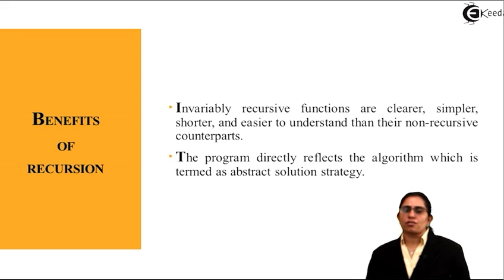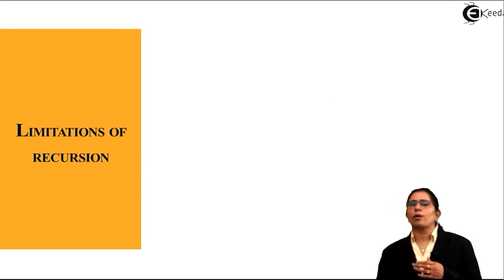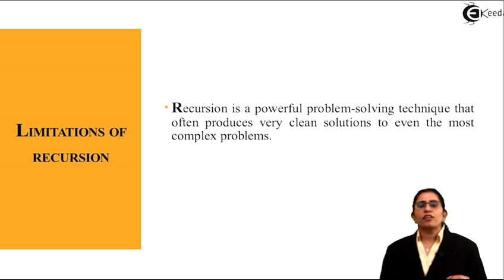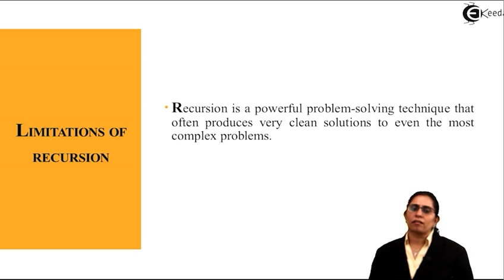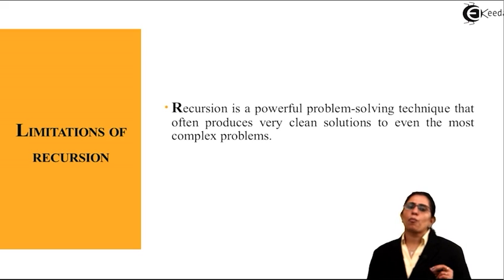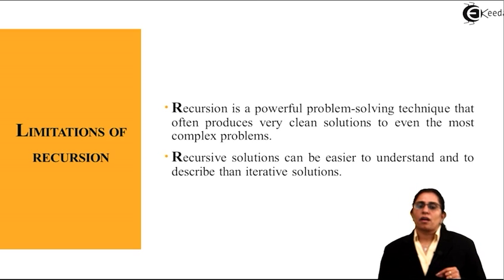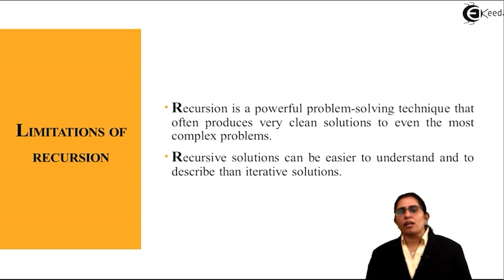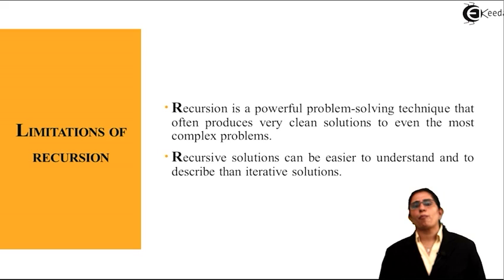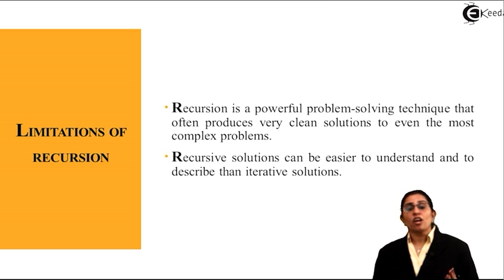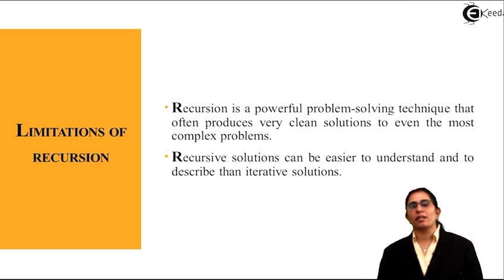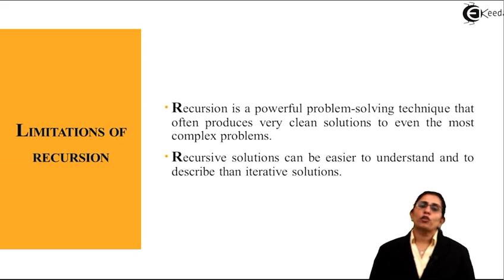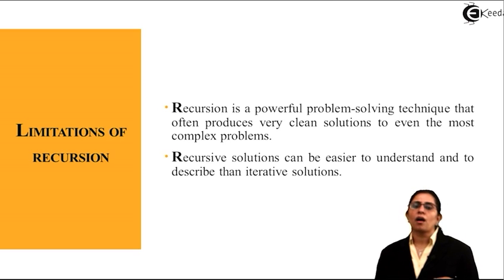But with these advantages or benefits, recursion also has a few limitations. What are these limitations? Recursion is a powerful problem-solving technique that produces a clean solution to the most complex problems, but it also describes an iterative solution. The only limitation is that sometimes it becomes difficult for the programmer or developer to understand how to break a particular problem into smaller bits. When you cannot decide how to break a problem into smaller bits, it is advisable not to use recursion. We can use our simpler iterative methods.